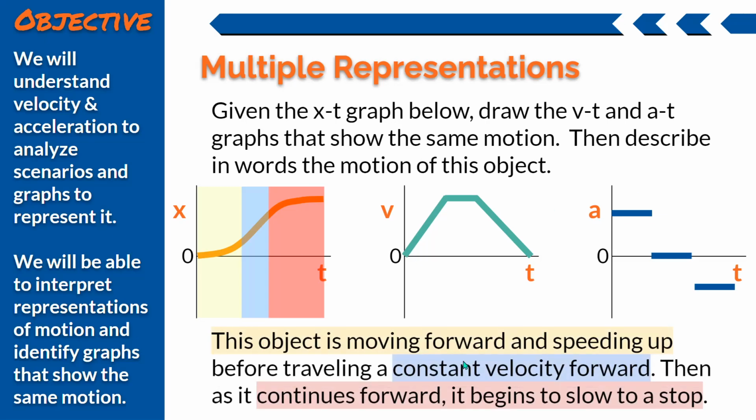All right, so this object's moving forward, speeding up before traveling at a constant velocity forward, then it continues forward and slows to a stop. Okay, that's what we said was happening. All right, that is it for the notes today.